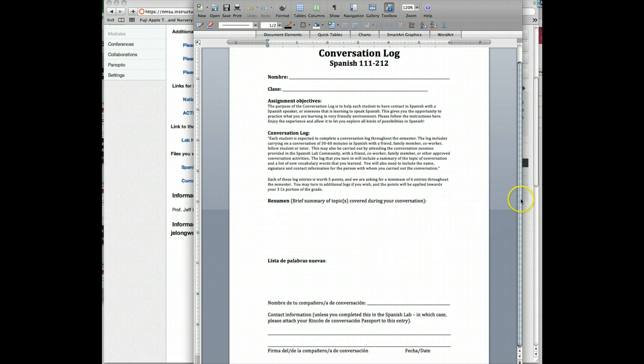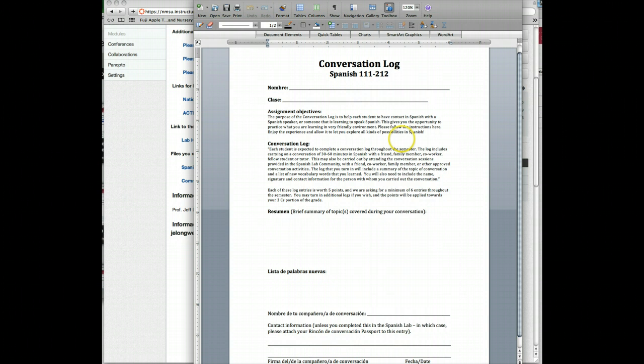If for some reason you are unable to go to the Spanish lab, you need to talk with your instructor about acceptable opportunities for completing the conversation log. We have a variety of hours available in the conversation lab at Breland 170B, so please check that, okay?